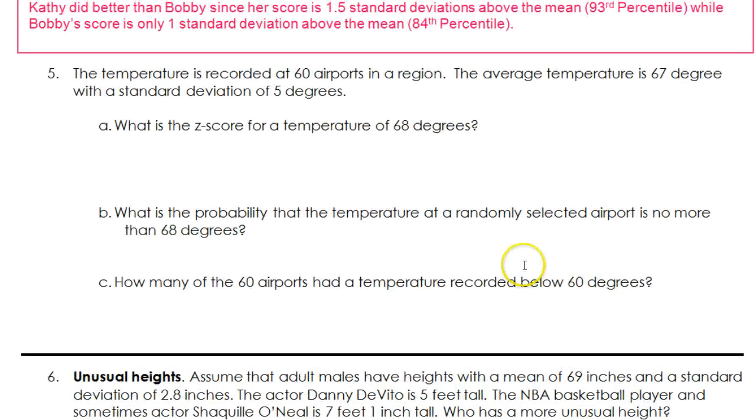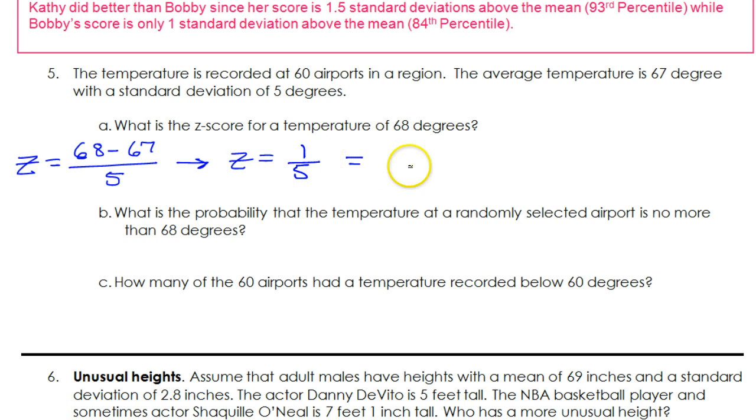Okay, number 5. The temperature is recorded at 60 airports in a region. The average temperature is 67 degrees with a standard deviation of 5 degrees. What is the z-score for a temperature of 68 degrees? We will calculate the z-score this way. We'll take that 68 degrees, subtract the mean, divide by the standard deviation. So that's going to give us a z-score of 1/5, which is equal to 0.2.